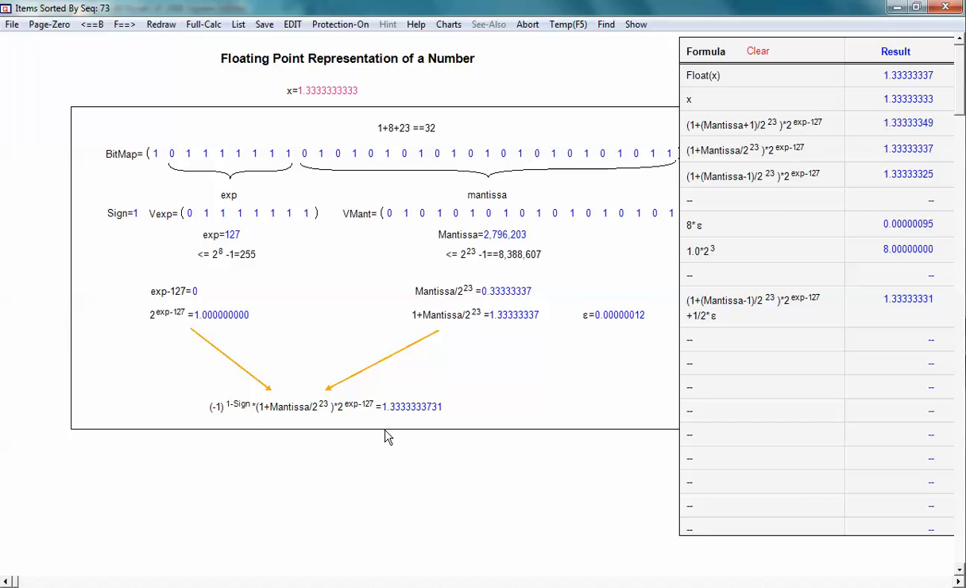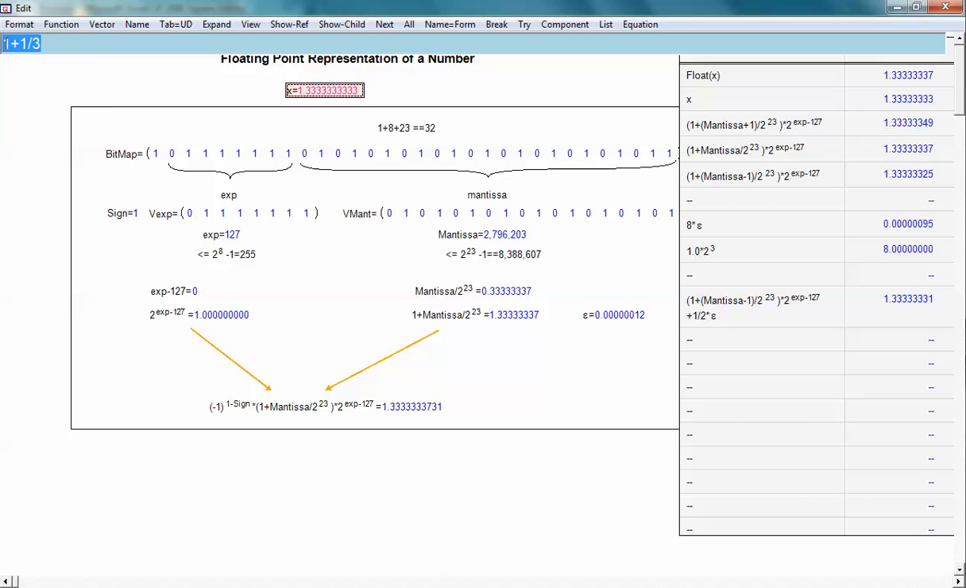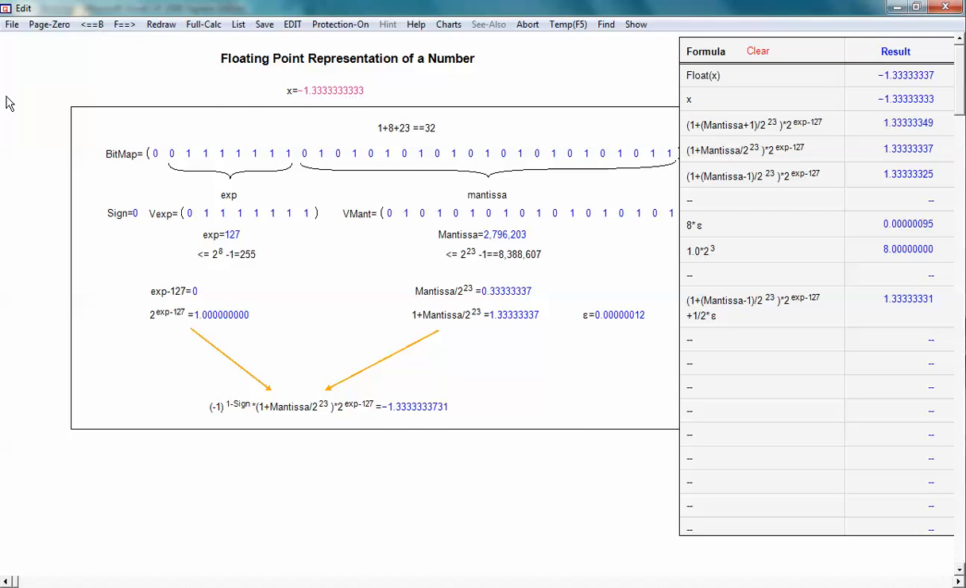Now, let's say one thing about the sign. The sign is pretty easy. If this is 1, if we look down here, then this thing here is minus 1 to the 0, which is just 1, so that gives you a positive number. Now if I make it, let's make this a minus here, put a minus in front of the whole thing. Now the sign bit goes to 0, so down here in the formula it now becomes minus 1 to the 1, which is minus 1. So that's how the sign bit figures into things.